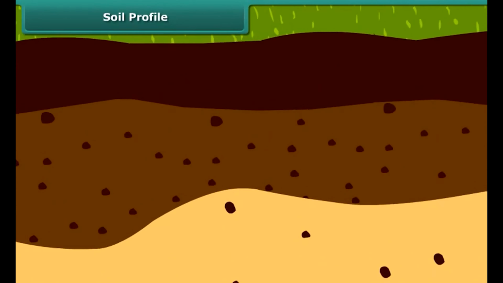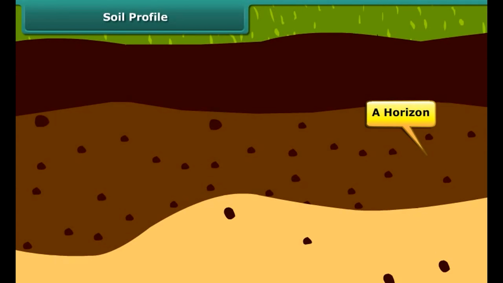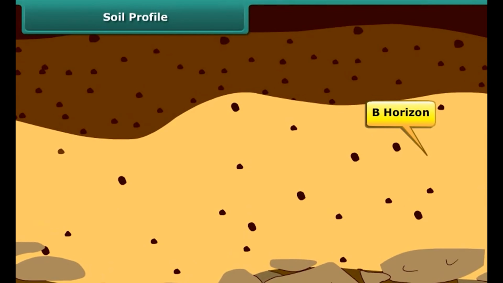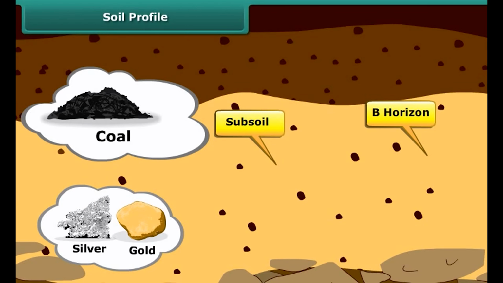Second layer is the A horizon. This is commonly known as topsoil. This layer has high concentration of organic material called humus. Many living organisms live in the topsoil. Third layer is the B horizon. It is commonly known as subsoil. This layer contains more minerals but less humus.